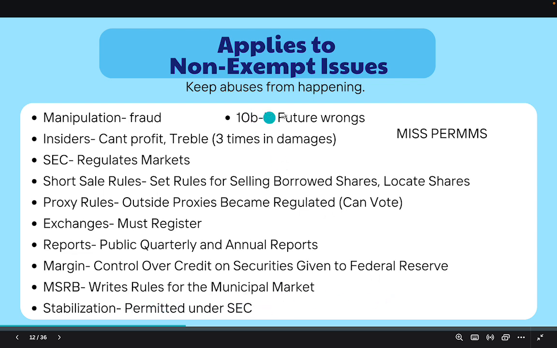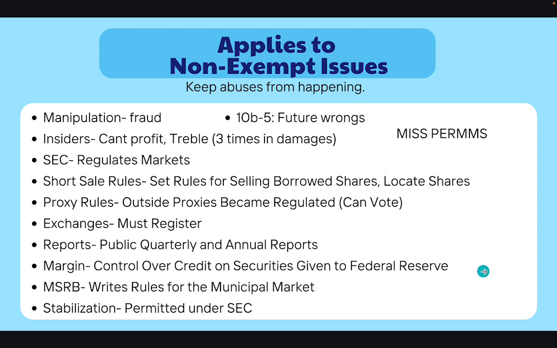And then we have 10b-5, which is for future wrongs. These are all ways that we keep abuses from happening. In 1934, they were like, whoa, whoa, whoa. All of these securities trading in the secondary market, we need some regulation here. Regulators.